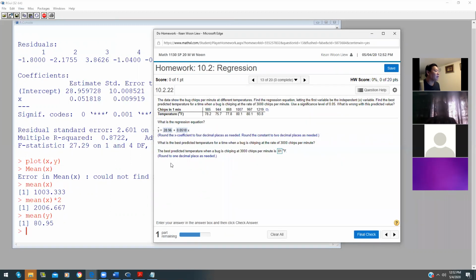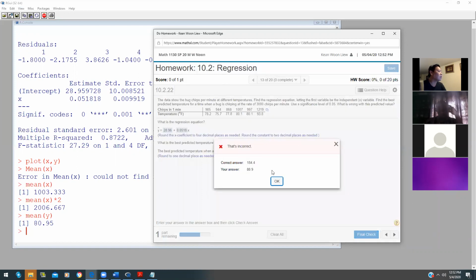I know we're doing round one decimal place as needed. Something wrong with this one. You guys got this question? This problem? Yeah, it's 81, right? Should not be 80.9. Okay, I'm gonna try 80.9 for the heck of it.